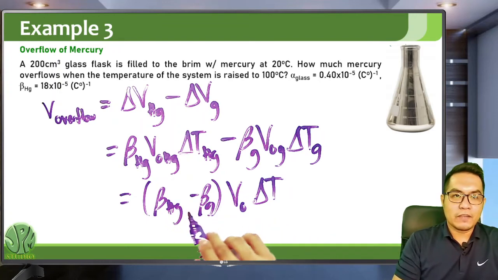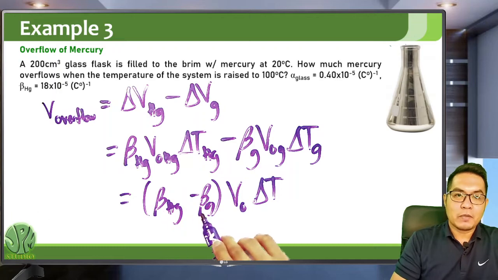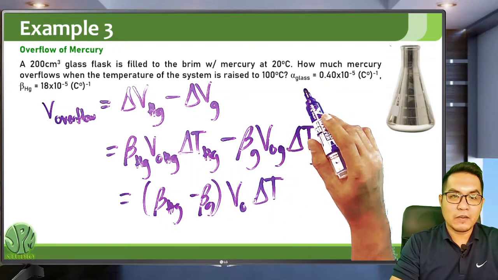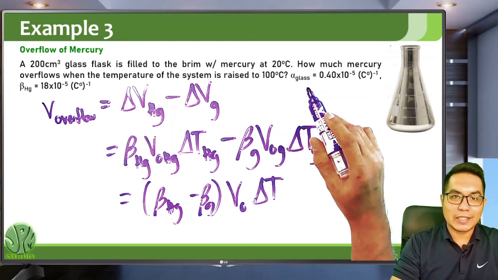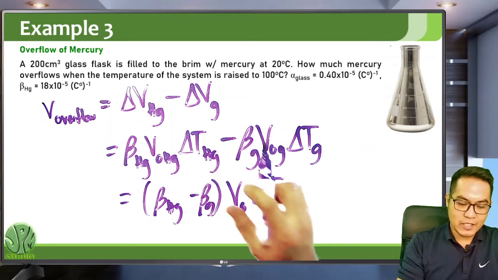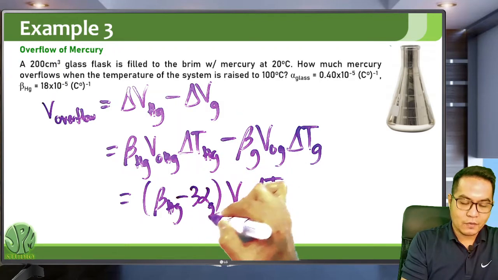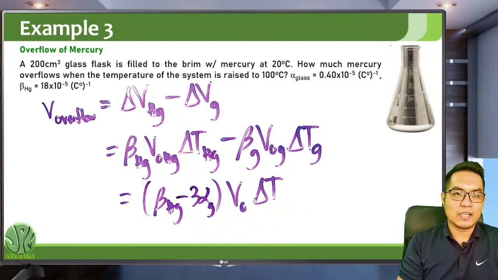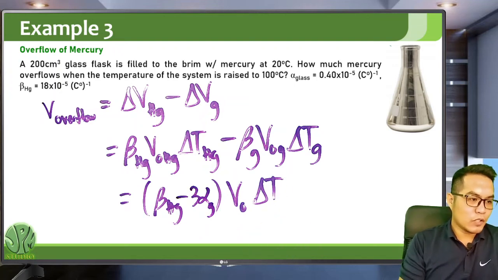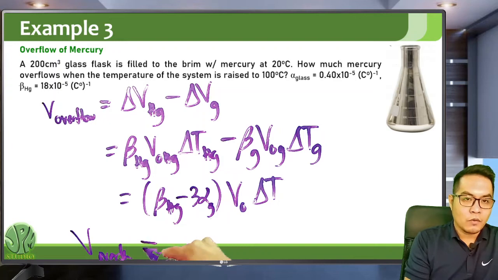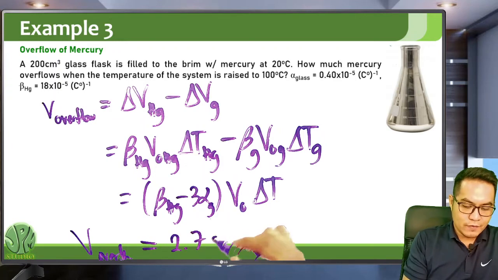So you are given the beta of mercury, but you are not given the beta of glass, but you are given the alpha. But we know that the beta of glass is just 3 times the alpha. So basically, the beta of glass, you can just say 3 alpha of glass. You substitute all of the values, and the volume of the overflow will be 2.7 centimeter cube.